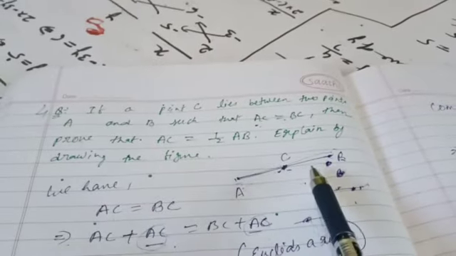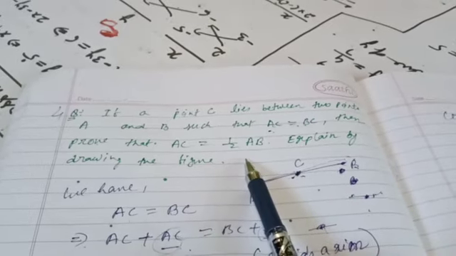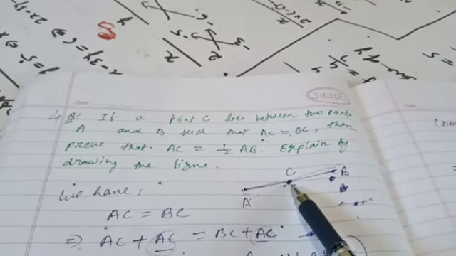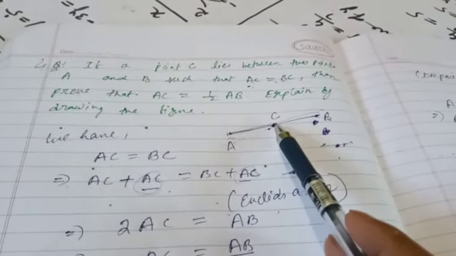In this question, you can see C is the midpoint because this question is related with this question. Also C is midpoint. If C is midpoint, then what do we get? AC is equal to what? Half of AB. Yes or no? And C is also called what? Midpoint. Then we need to prove that in this question C is called midpoint.